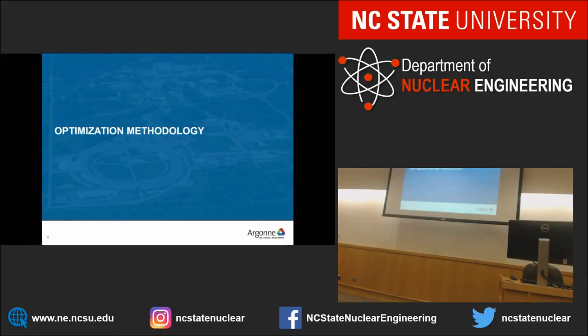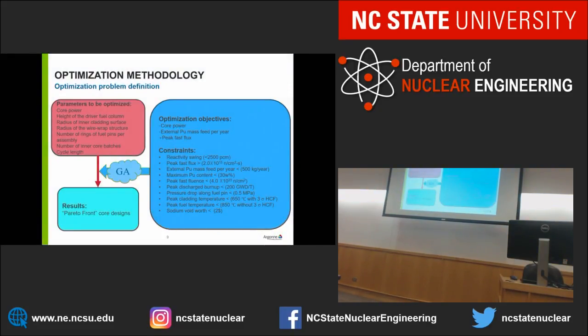So I will move to the methodology. We use the genetic algorithm as the methodology for the optimization calculations. To define the optimization problem, we need to subdivide the problem into three parts. The first part is to determine the parameters we want to optimize. Here we have several input parameters. This will form an input space, and we want to determine which core design is the optimal core design.